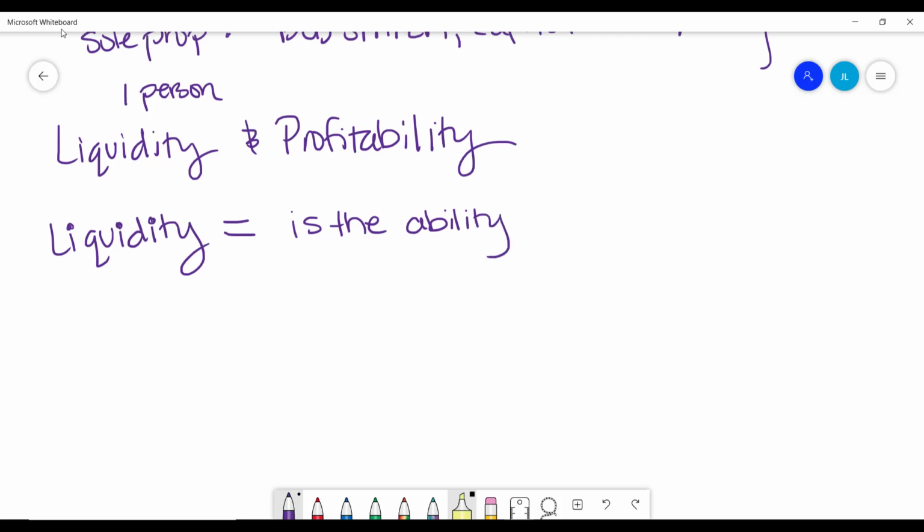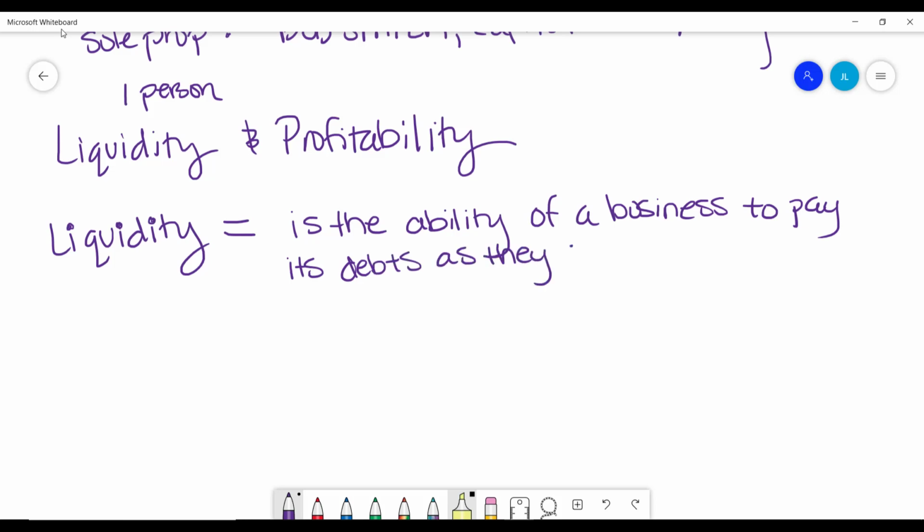Okay, so liquidity is the ability of a business to pay its debts as they come due. Okay, so if a business is highly liquid, what does that mean? That means that as debts become due, as those due dates come knocking on their door, they're able to satisfy those debts and pay them off. Whereas if a business is not very liquid, then it struggles to pay its debts. Okay, this is very important if a business is going to survive.